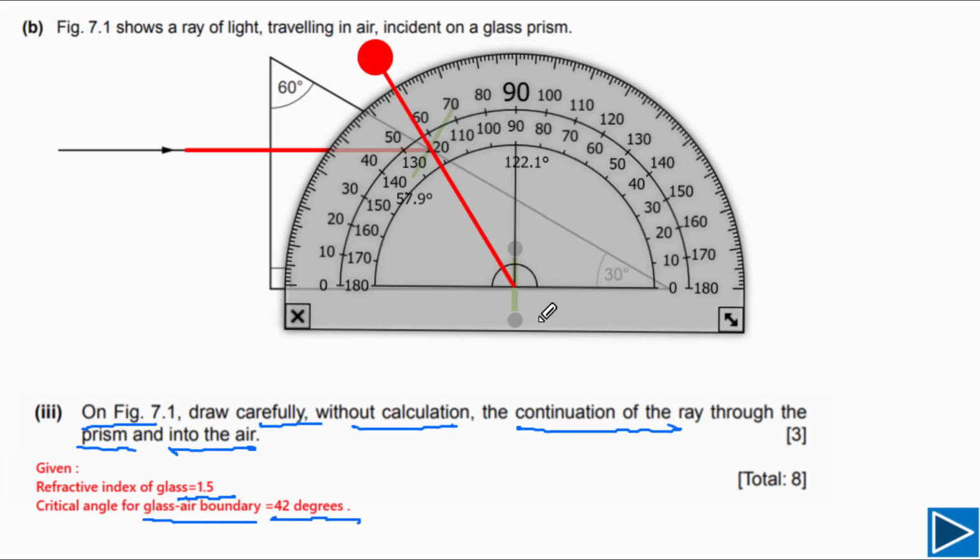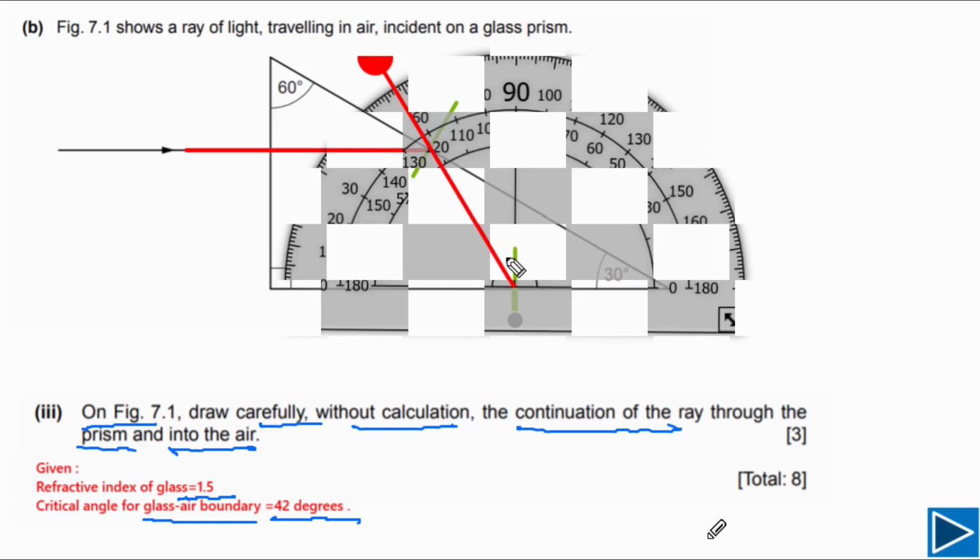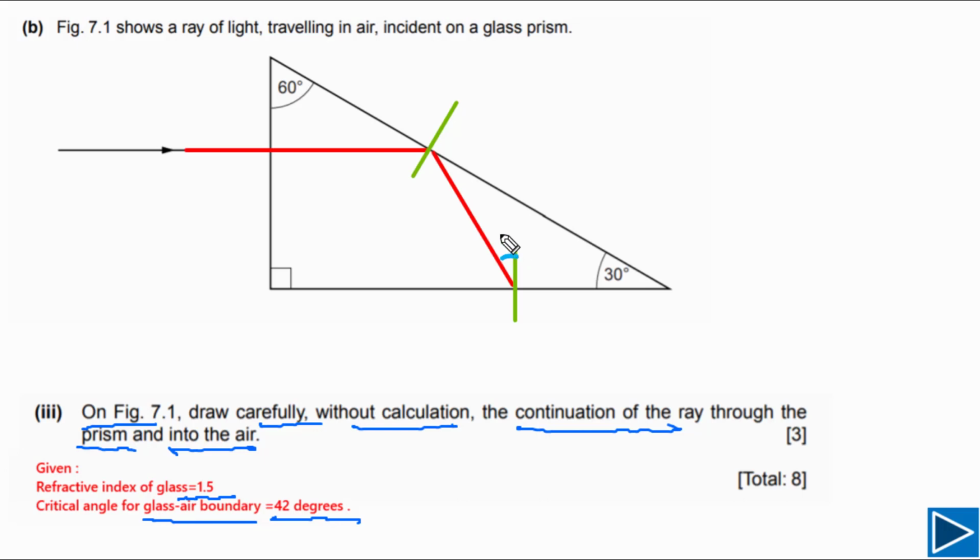Now we need to calculate the angle of refraction. The angle of incidence we have already found. This is equal to 32 degrees, and the refractive index of glass, n for glass, is given in the question, that is equal to 1.5, and our next medium is air. For air, the value of n for air, we can say n_a, is equal to 1. Now we need to use Snell's law to calculate the angle of refraction. We can simply use Snell's law.